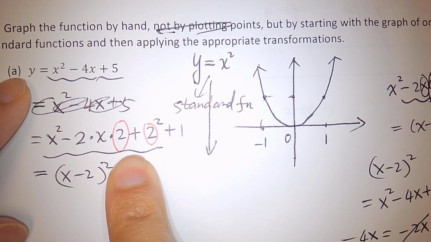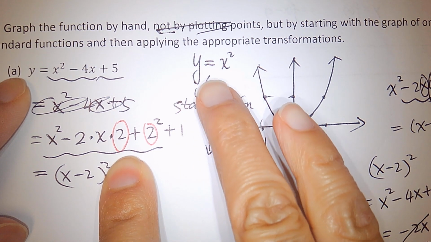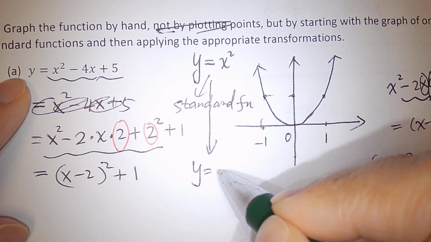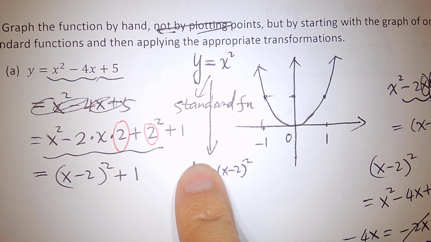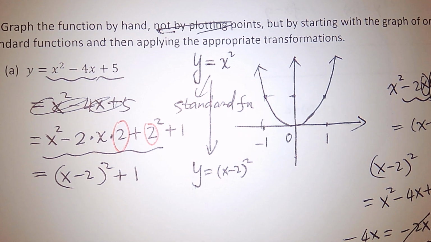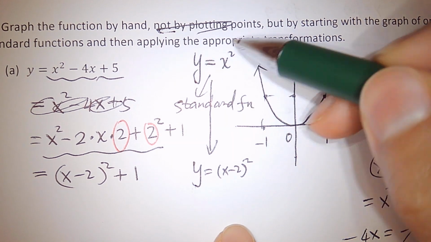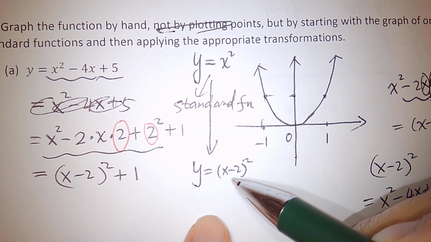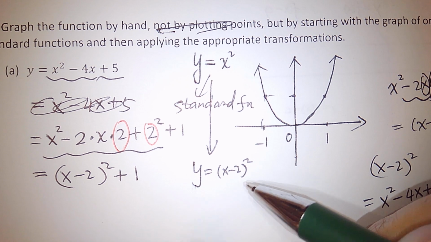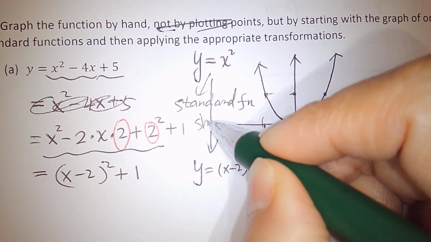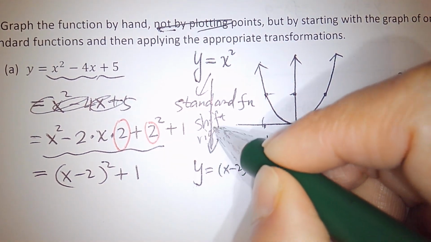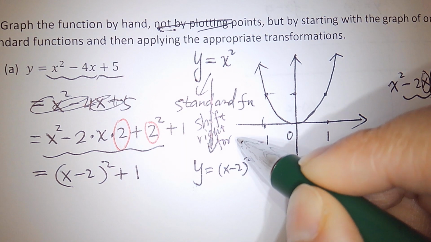How about we transform from y equals x squared to y equals x minus 2 squared? What kind of transformation should we do about it? This is y equals f of x. This is y equals what? f of x minus 2, right? Shifting to the right. For how many units? For 2 units. Yeah. Very good. Shift right for 2 units.